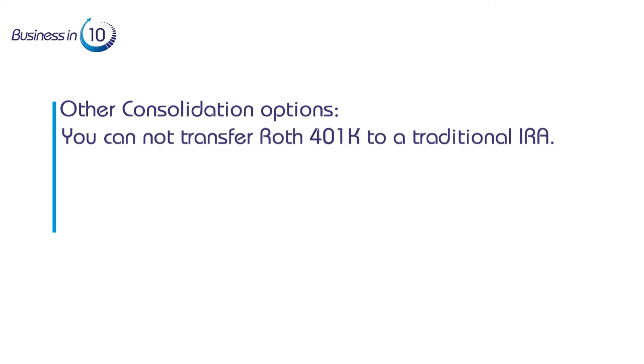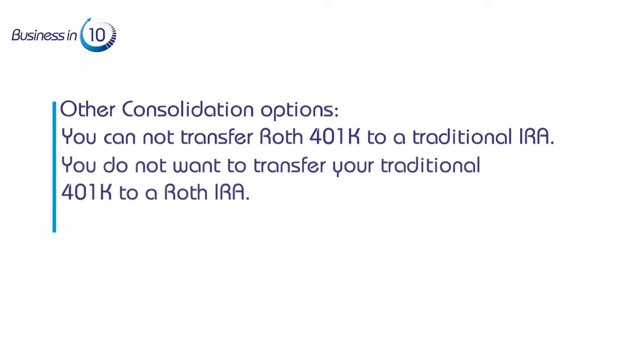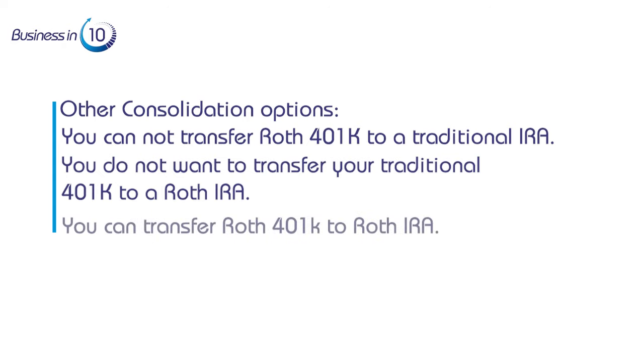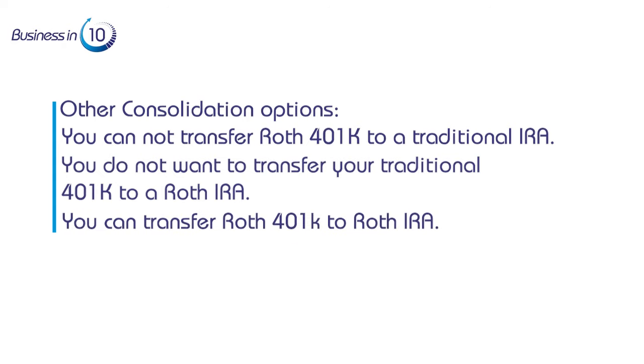You can't transfer Roth 401k into a traditional IRA because the Roth 401k is an after-tax retirement account and an IRA is a before-tax individual retirement account. You don't want to transfer your traditional 401k to a Roth IRA because if you do, you'll have to pay taxes on your total 401k holdings at your current income tax rate. You can transfer Roth 401k to a Roth IRA, no problem.